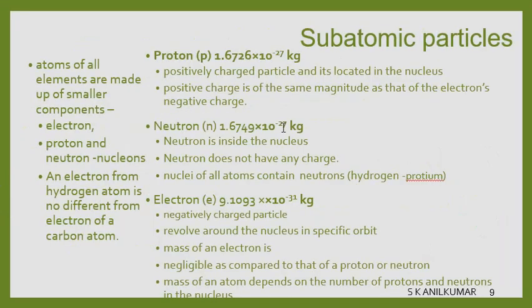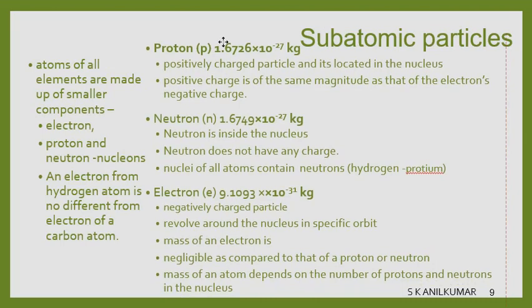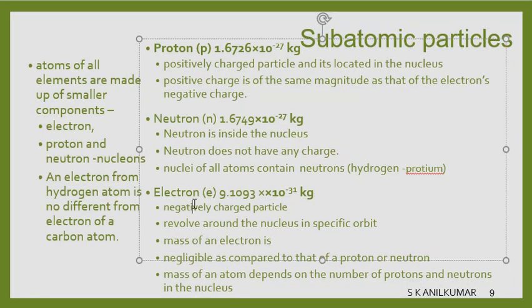So what we know is the neutron is 1.674 into 10 power minus 27, and the proton is 1.673 into 10 power minus 27. The difference between 673 and 675 is 0.002, the difference between proton and neutron weight, 10 power minus 27 kilogram, right? Then we have the electron. What is special about the electron? It is represented by e. It is 9.1 into 10 power minus 31.